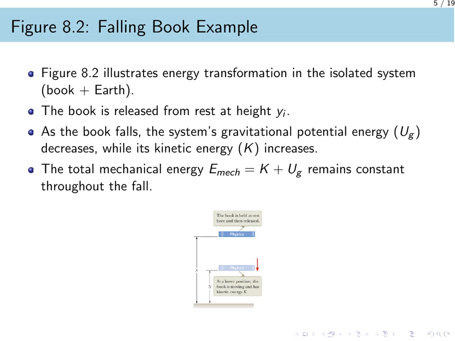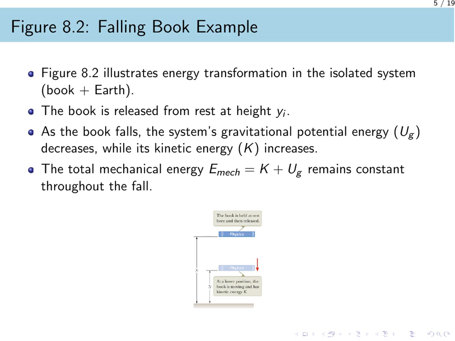Figure 8.2 provides a perfect example of conservation of mechanical energy. Here, we define our isolated system as the book and the Earth. When the book is held at rest at an initial height, y initial, the system has gravitational potential energy, but 0 kinetic energy. After the book is released and falls, that potential energy is transformed into kinetic energy.